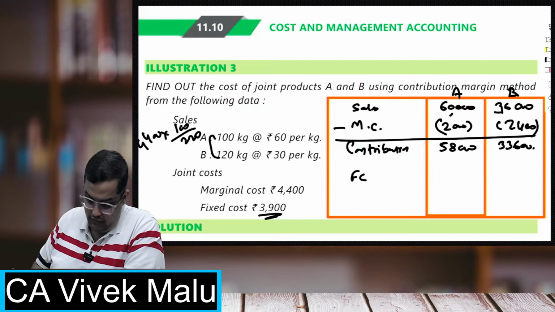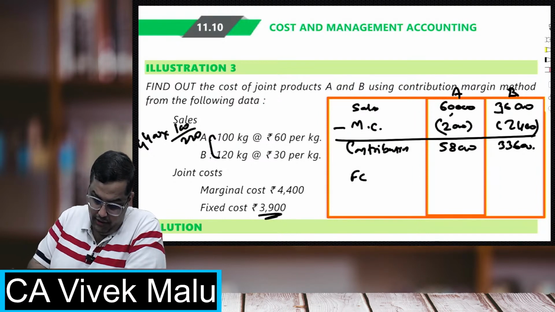I think some error is there, I feel, right? Fixed cost is 3958. Let me check. 100 into 6, is it 6? Oh, it is 6,000, not 60,000.